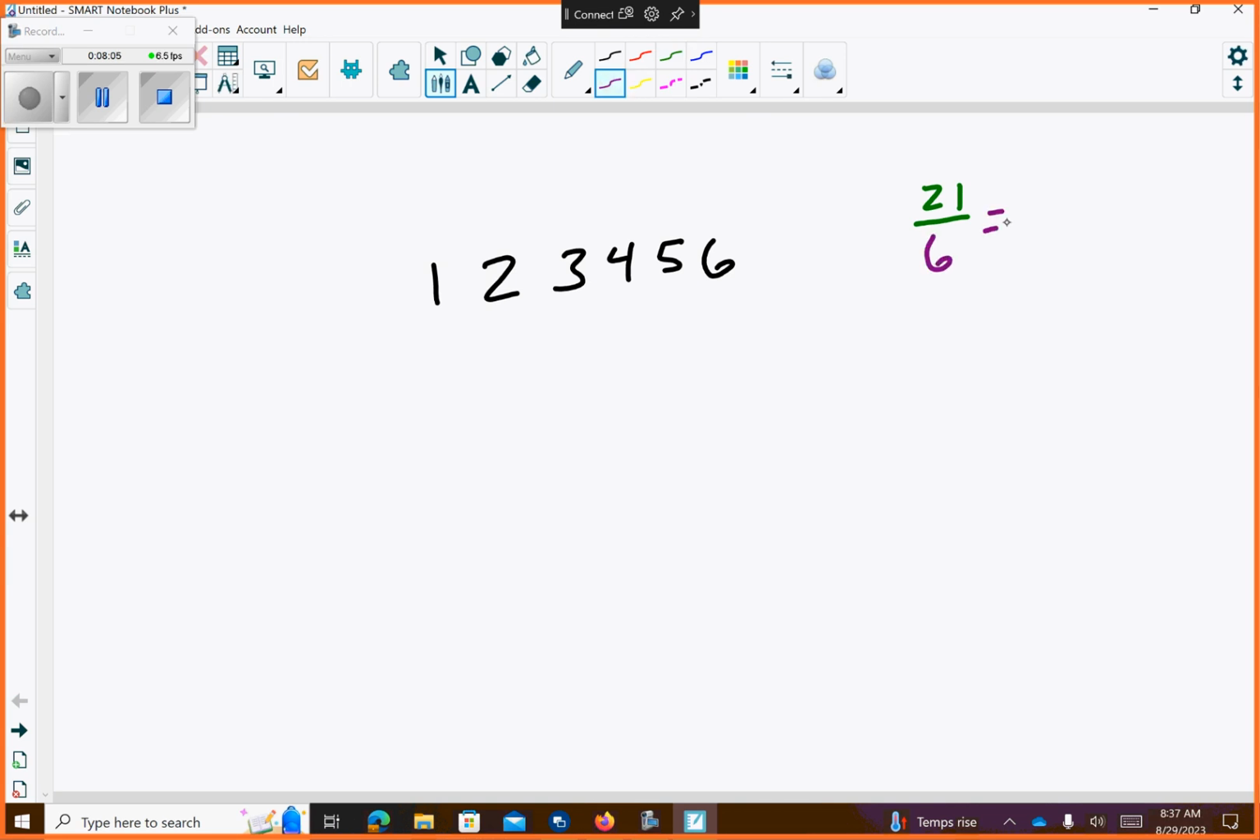And somebody on their phone, do 21 divided by 6 for me, please. 21 divided by 6, anybody? 3.5. Cool. Okay. So this would be the mean. And the mean is represented by having an X with a bar on top.